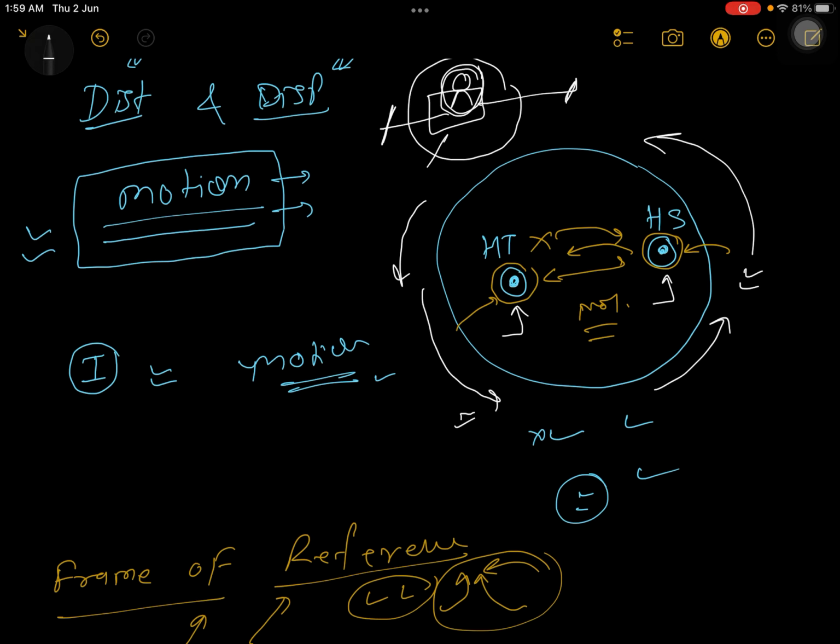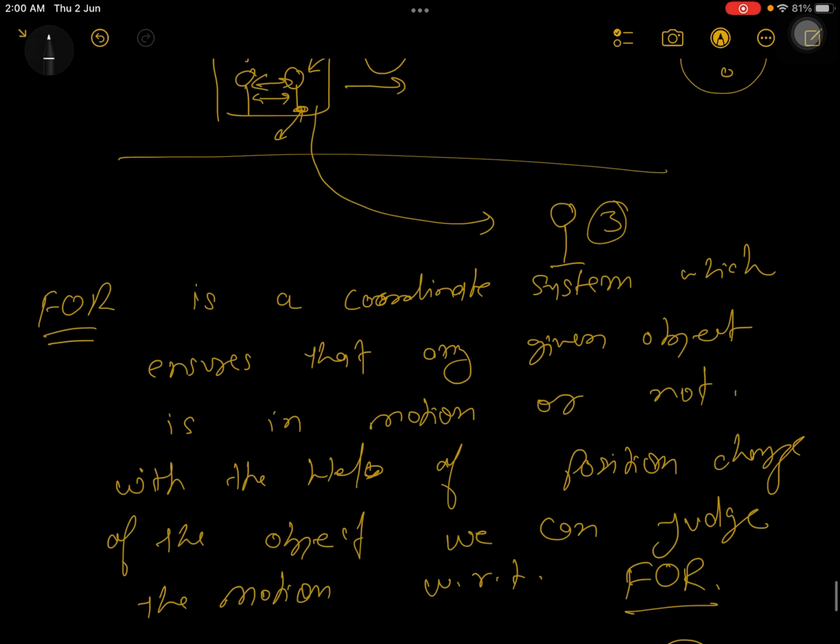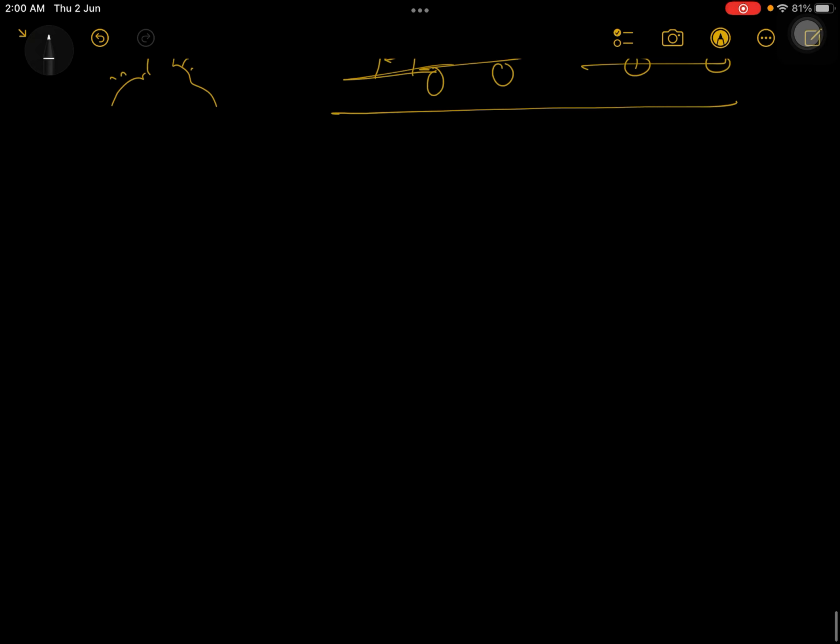So with respect to the astronaut, we both are in motion, but with respect to each other, we are not in motion. Even though earth is running, we are not changing our position with respect to each other. I hope it's very clear. How will you judge the motion? To judge the motion, we need to bother about frame of reference. Actually, frame of reference itself is of two types.